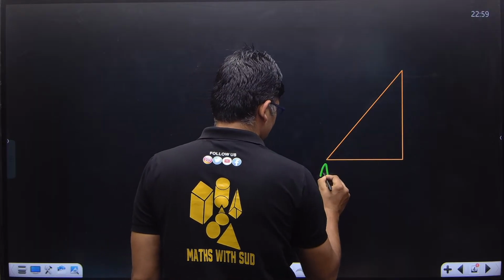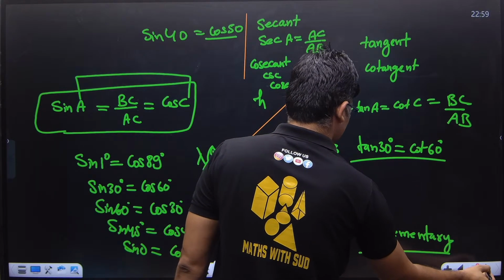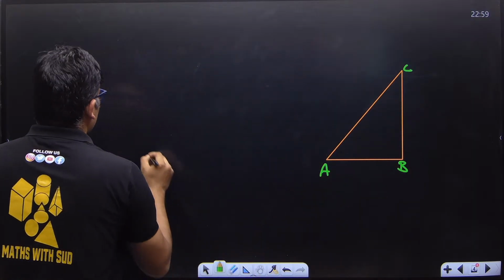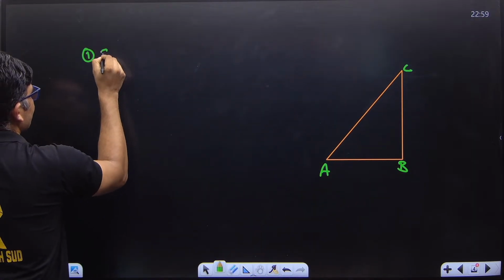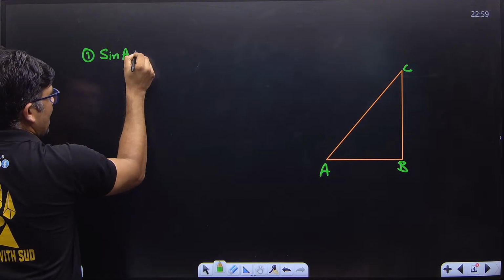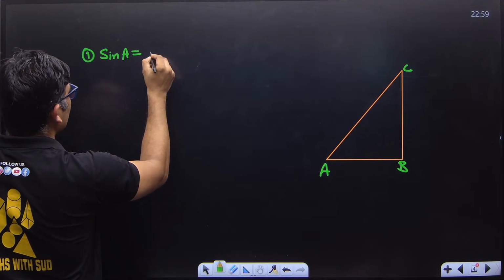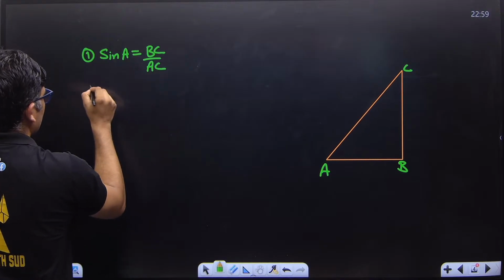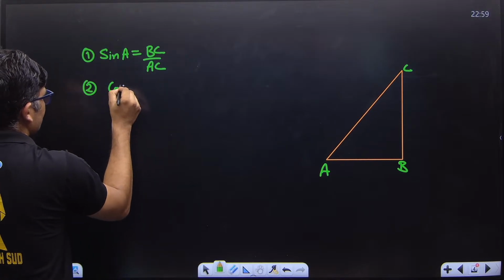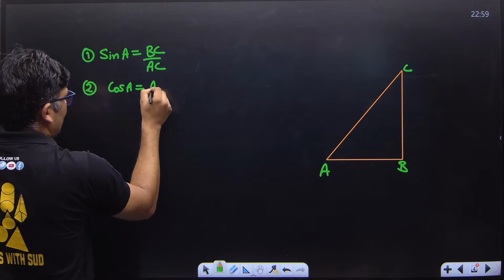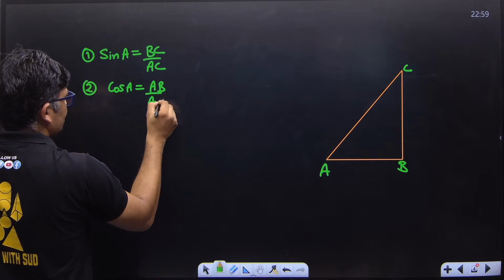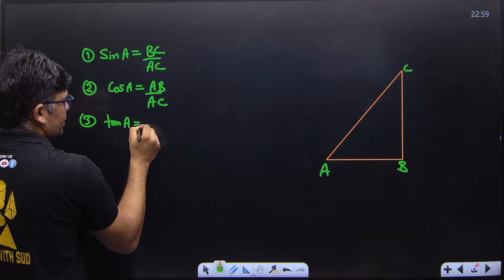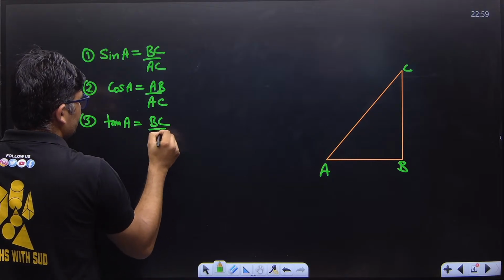All of them have a complementary angle. So again I am writing all the 6 trigonometric ratios now. Sine A is equal to BC upon AC. Cos A is equal to AB upon AC. Tan A is equal to BC upon AB.